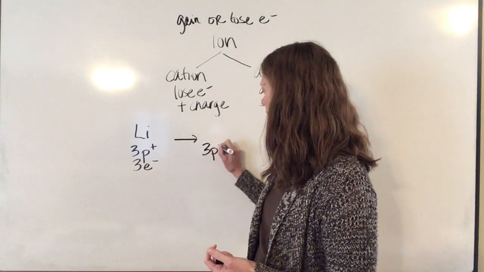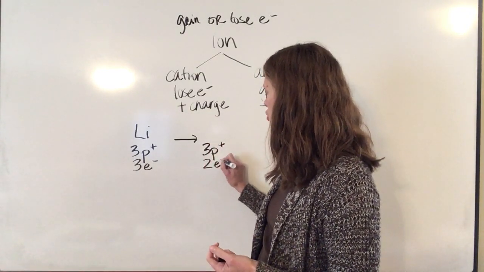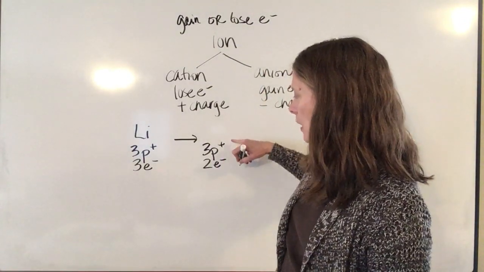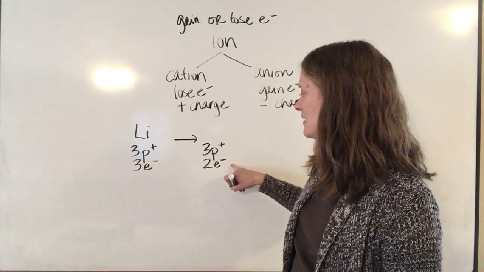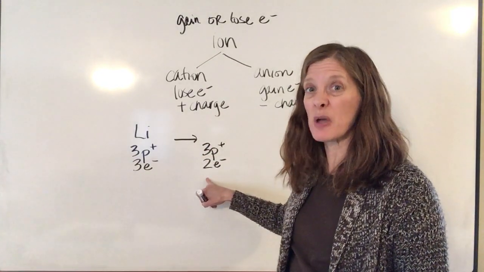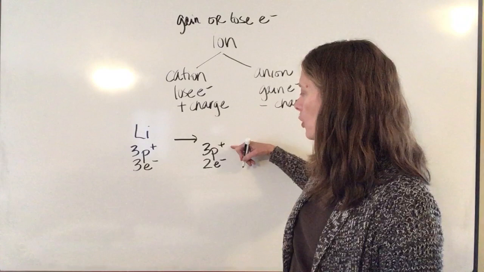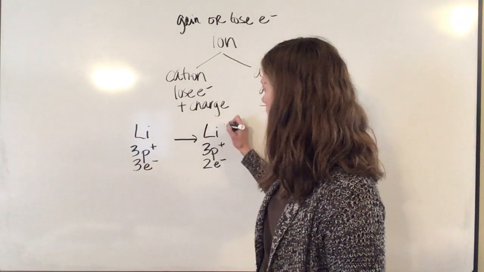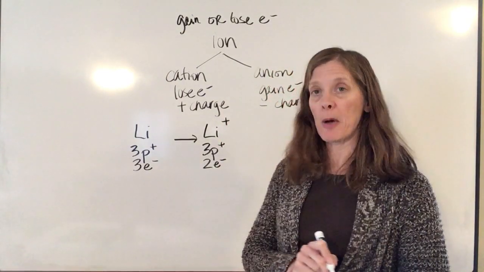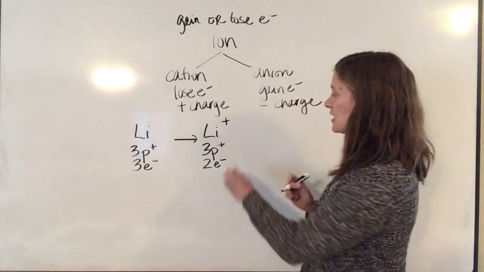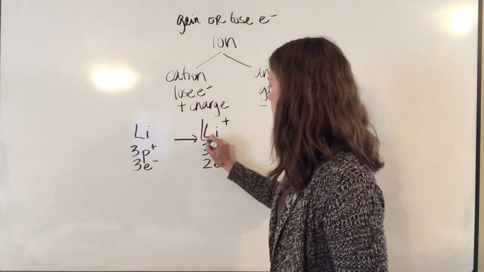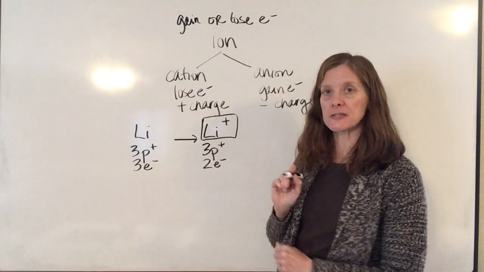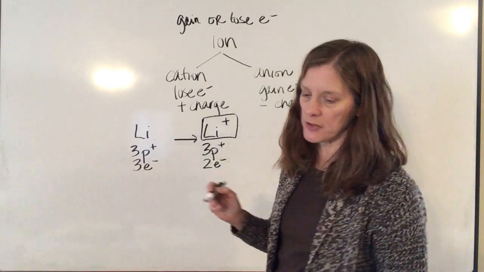And so what then happens if I lose an electron? Now I'm going to have 3 protons and only 2 electrons. Well, a positive 3 and a negative 2 is going to give you a positive 1. So I have 1 more positive charge than I do negative charge. So what that means is that I'm going to have a lithium atom with a positive charge on it. I represent the symbol for this particular cation just by writing the symbol and putting a plus sign up there.